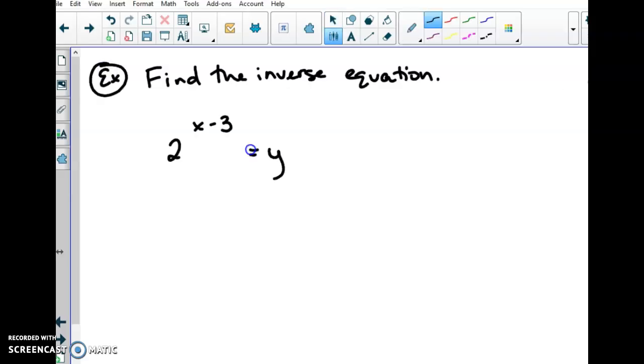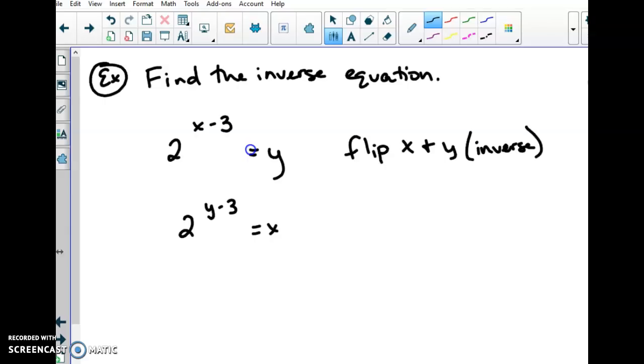So like any inverse, our first thing is to switch the x and the y. If we're going to solve this algebraically, we have 2 to the power of y minus 3 equals x. So now I'm going to change this so I'm solving for y. I'm going to bring that exponent out front, and this is now going to be log base 2 of x.